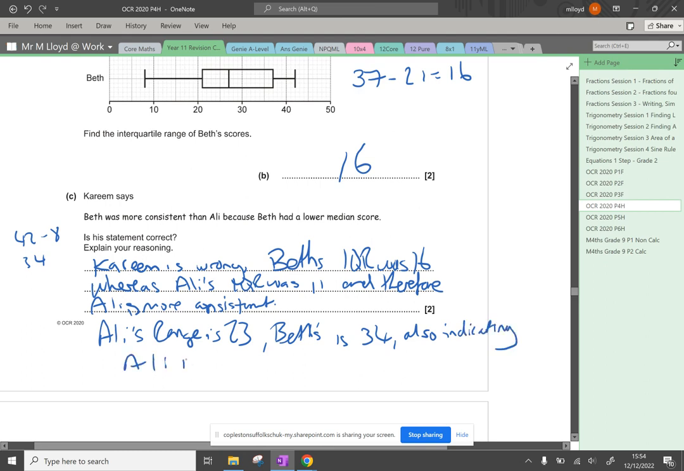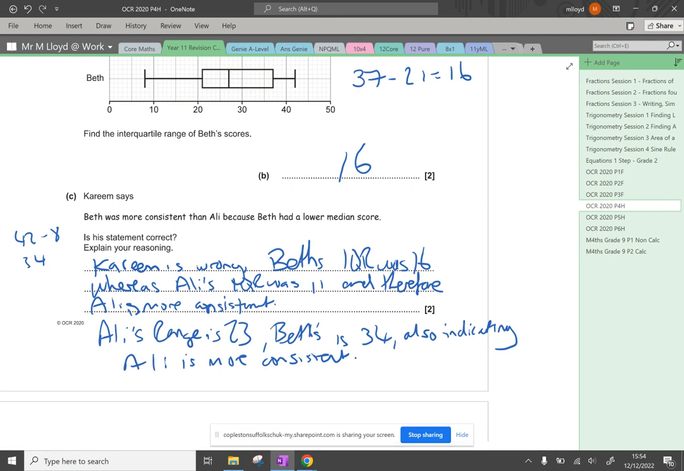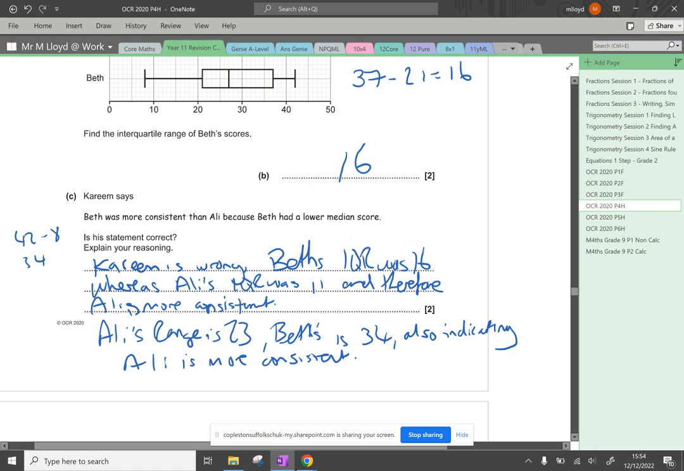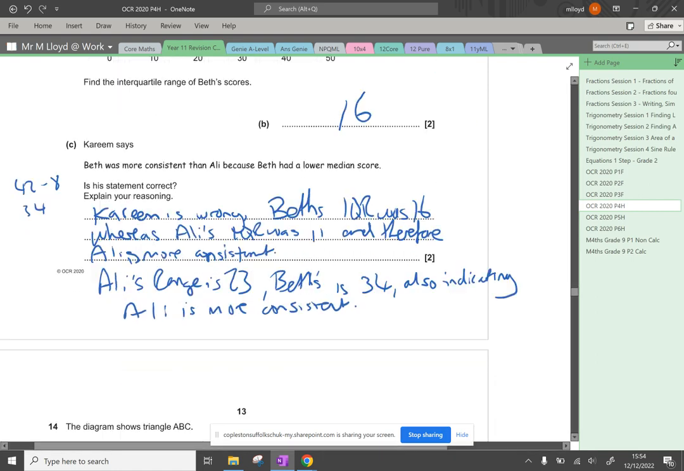Ali is more consistent. And the reason why I've put 2 things there is because I can see there's 2 marks. I'm going to give 2 comparisons that relate to the spread. The range and the interquartile range are a measure of spread as opposed to location, which is what the median does, identifying the average. So that's question 13 done.